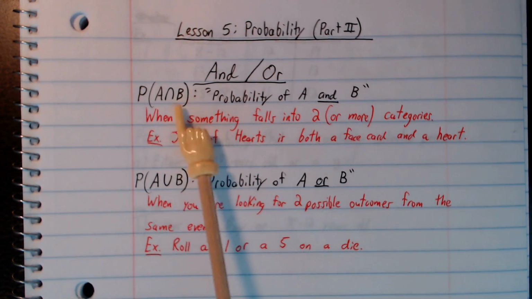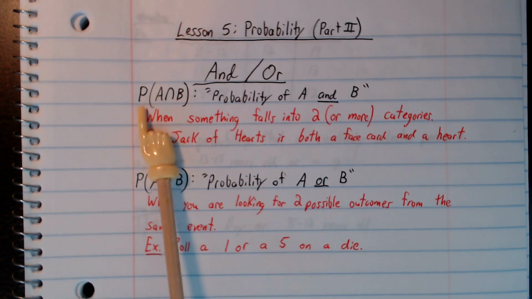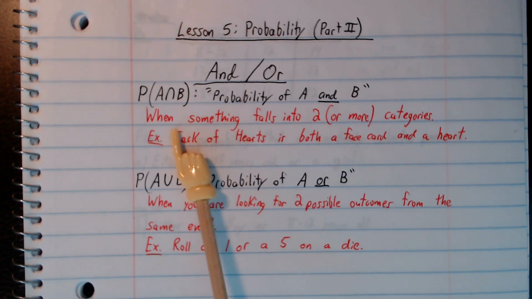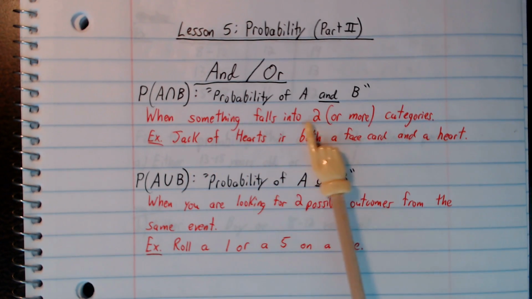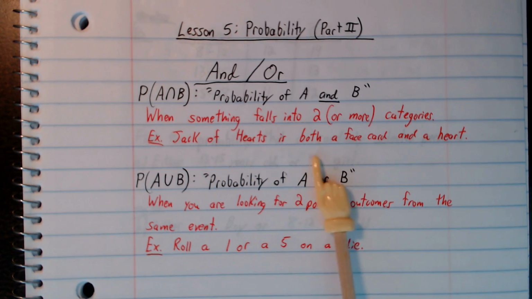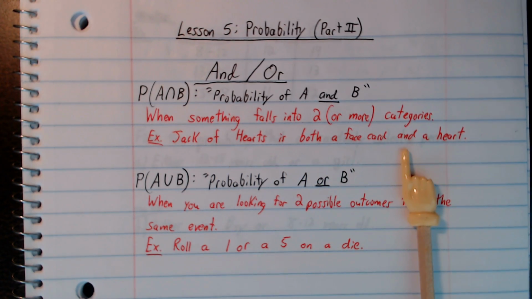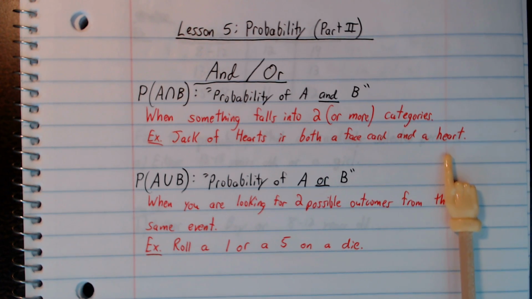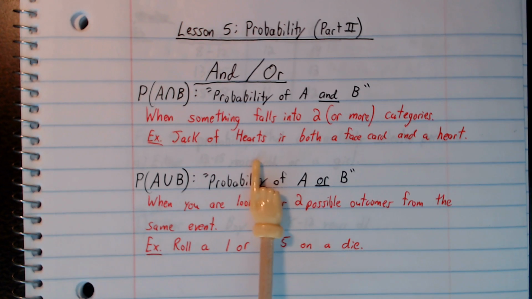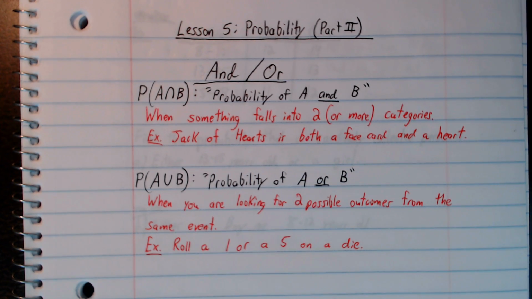Anyways, so this says the probability of A and B would be something as if we were saying when something falls into two or more categories, like a jack of hearts is both a face card and it's a heart, right? So that particular item falls into two or more categories. It falls into the face cards and the hearts.